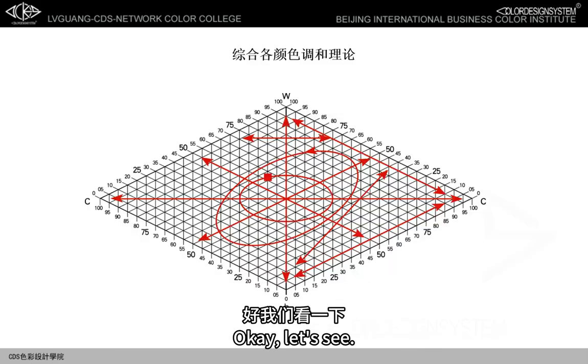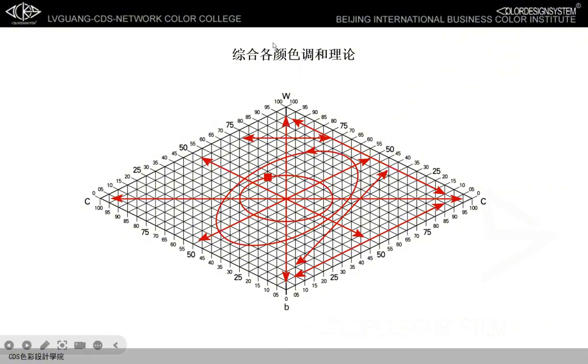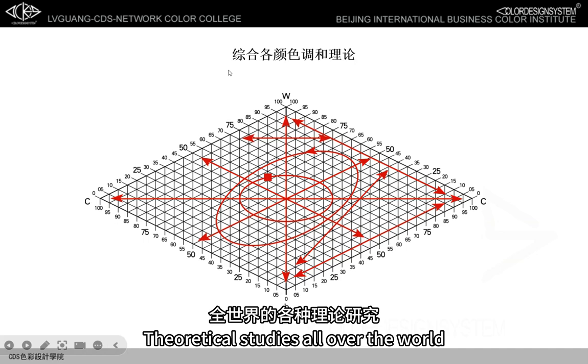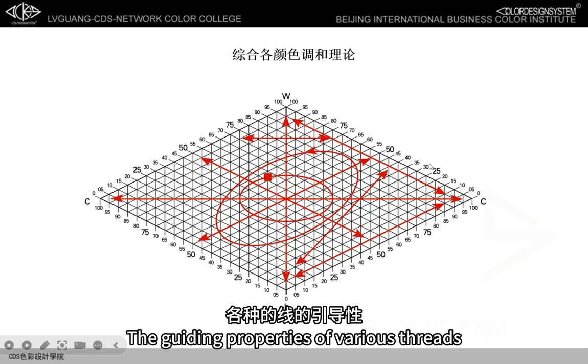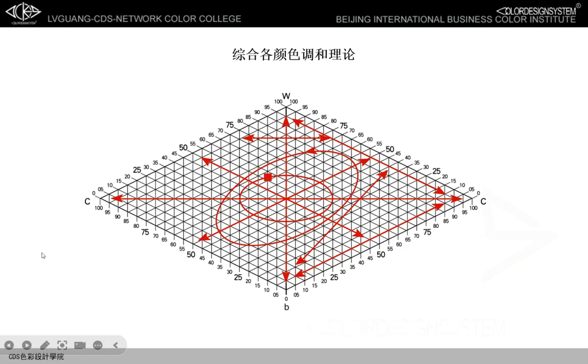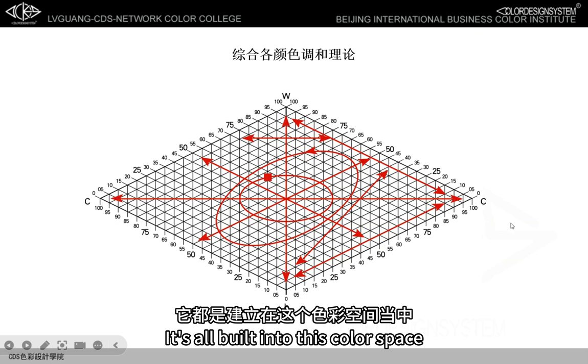Okay, let's see. These are the various harmony theories of color. Theoretical studies all over the world are all in this color triangle. The guiding properties of various threads, it's all about the properties of color. It's all built into this color space.